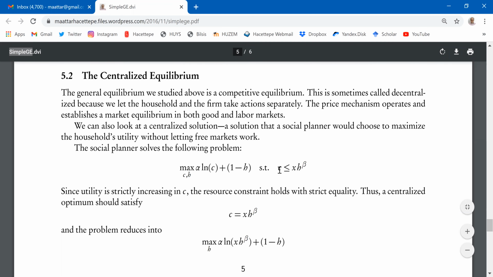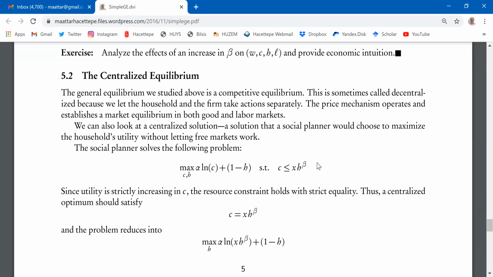Because I know my consumption should be less than or equal to my output, okay? And output depends on my labor supply. So what is left of the remaining time becomes my leisure. So here, the social planner acts on behalf of the consumer. It is sometimes called a benevolent social planner, or benevolent government, or benevolent dictator. Because here the social planner is itself a dictator, right? He or she is going to dictate that particular solution to this centralized problem.